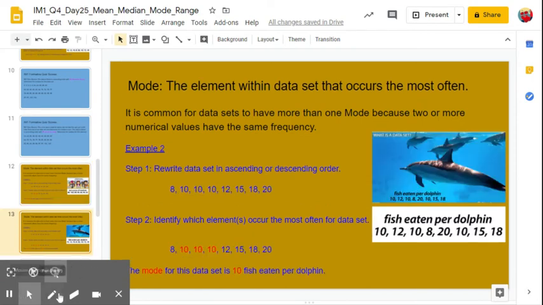For our dolphins eating fish problem, when you rewrite it in ascending order, it sticks out like a sore thumb, right? You have 10, 10, 10, 3 times. We have 3 10s. So that is our mode. So the mode for this data set is 10 fish eaten per dolphin.